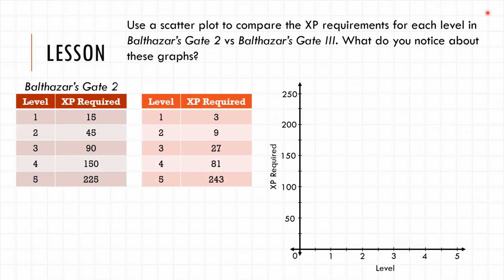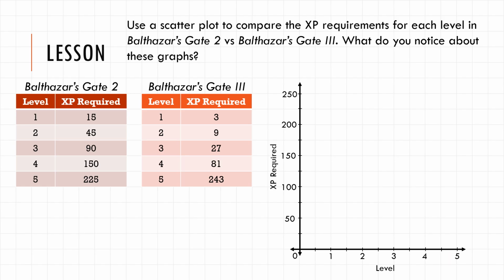So what I'll ask you to do at this point, again, is to pause this video to do this. Use a scatter plot, and you can copy down my axes if you like. And I want you to plot all of this level progression, the XP requirements for each level in the second game versus the third game. And I want you to connect your dots with a smooth curve or a line and ask yourself, what do you notice about those 2 graphs? And take 10 minutes to maybe do that.